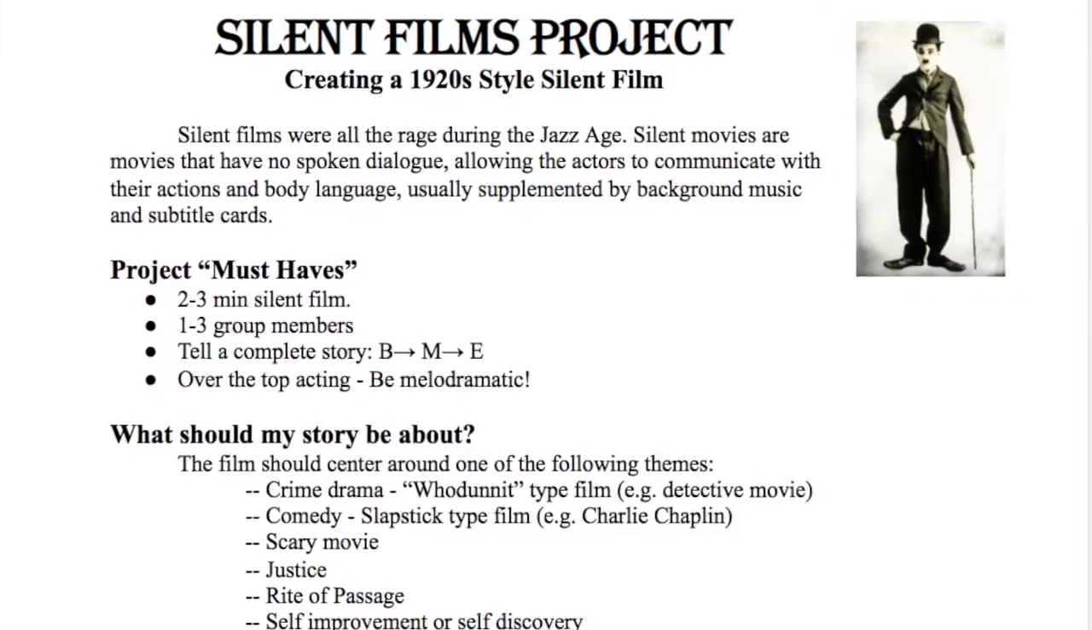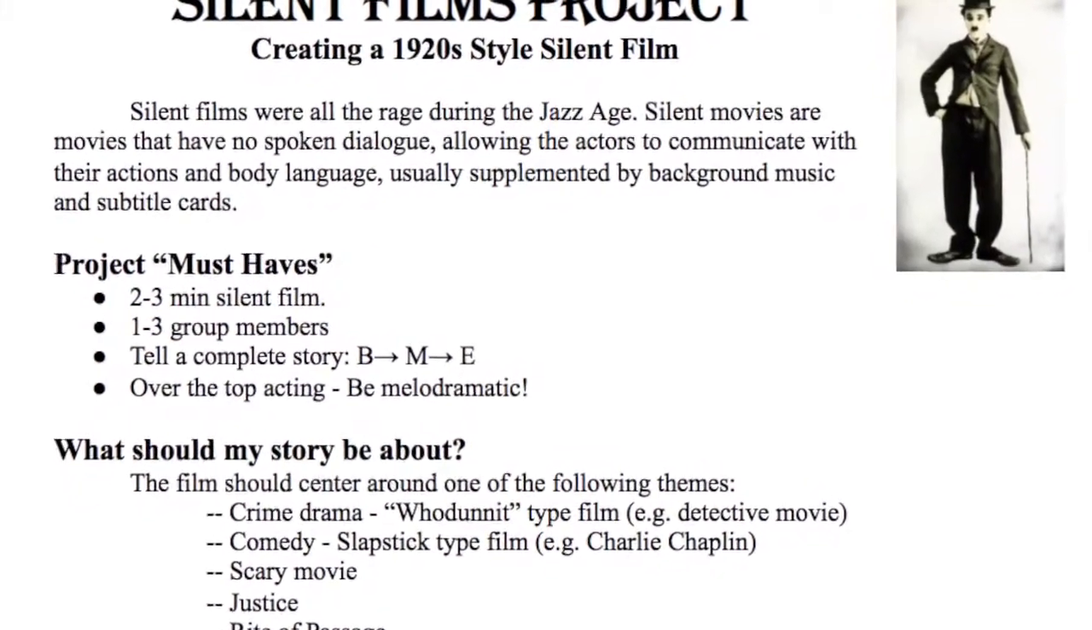So like we saw on Monday, we were talking about the history of silent films and how those are created and kind of how that came to be. Okay, so in that spirit, we're going to be creating our own silent films. Now, you can do this by yourself, so you can create a silent film on your own. You can also enlist your family members as your characters. I would like to try and limit it to three group members if possible, okay?